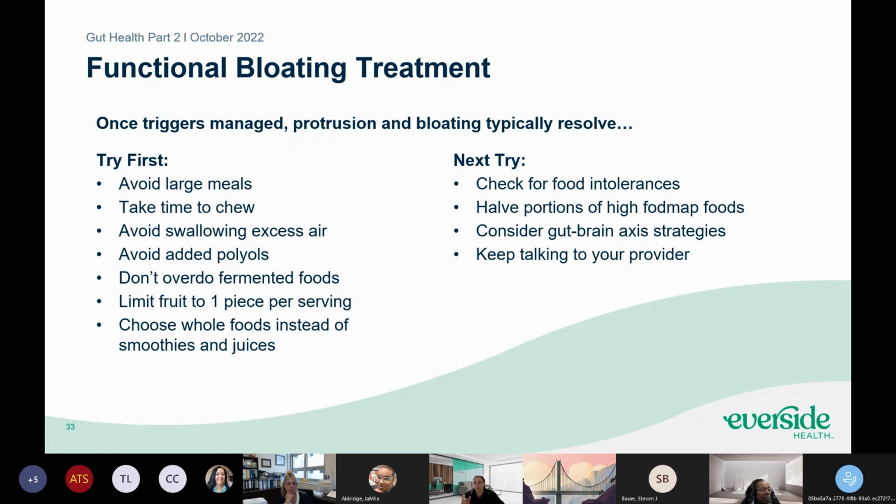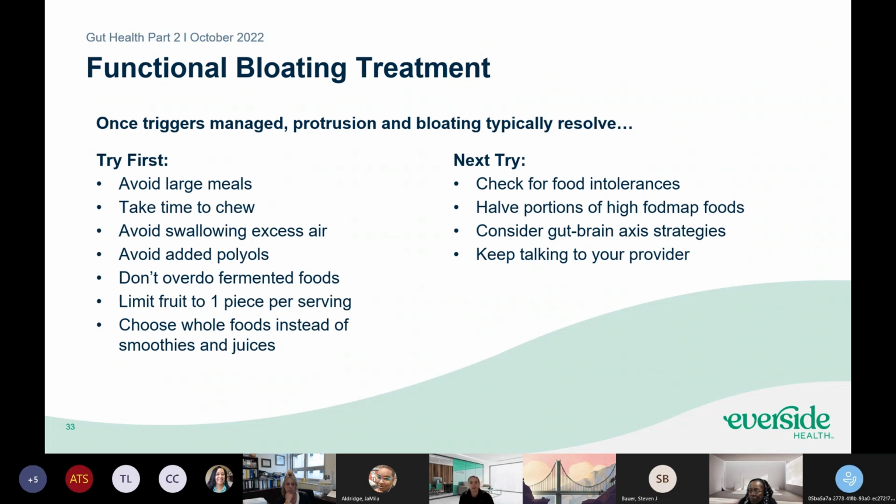If you look at sugars on the back, if it ends in "ol," it's probably a polyol. Sorbitol is another one. Don't overdo fermented foods. Limit fruit to 1 piece per serving because it has a lot of fructose. So fructose in large amounts can cause issues of bloating for some people. And try to choose whole foods instead of smoothies and juices because, again, that fructose is going to be more concentrated in those smoothies and juices. You're taking out a bunch of other stuff that helps keep it from being so concentrated.